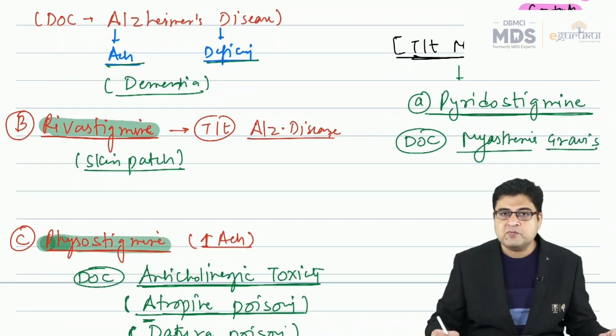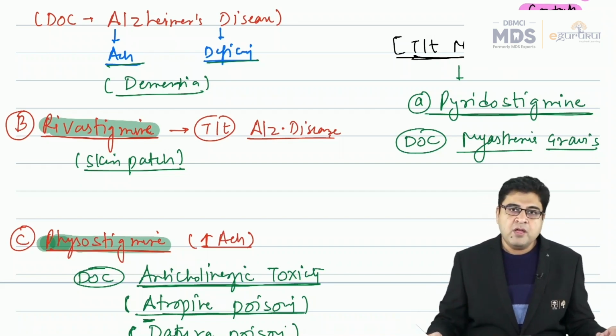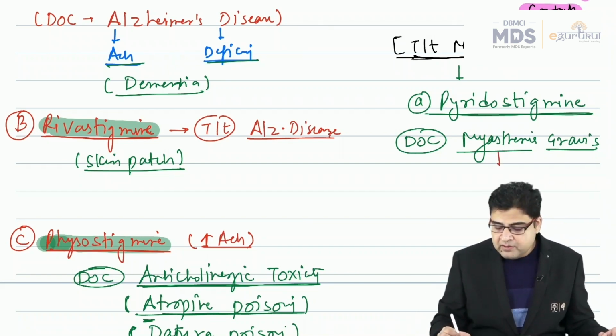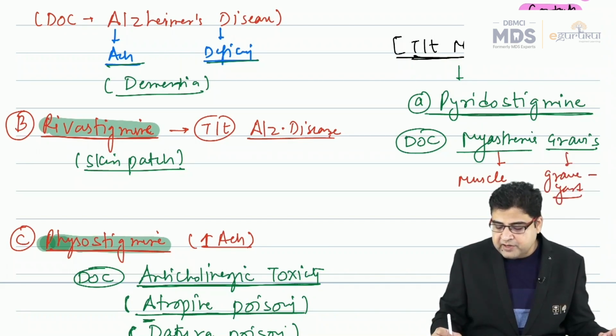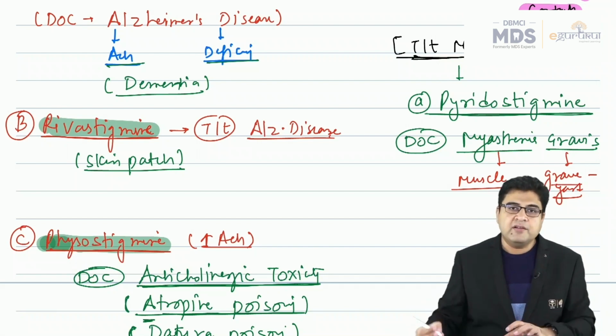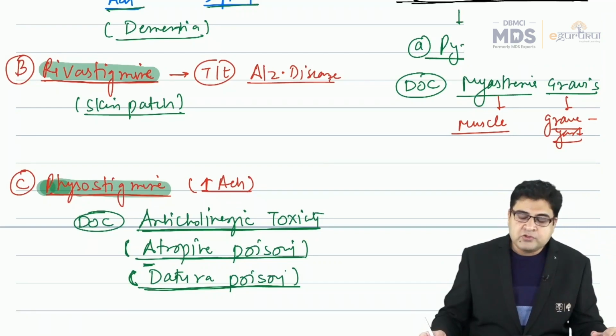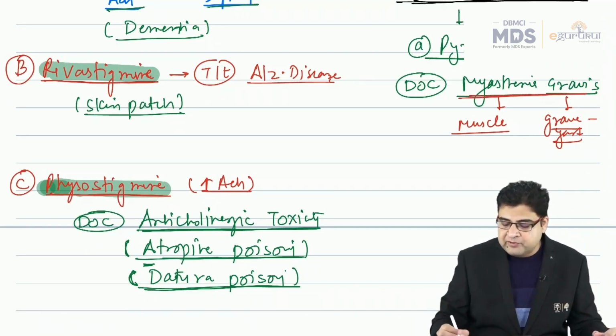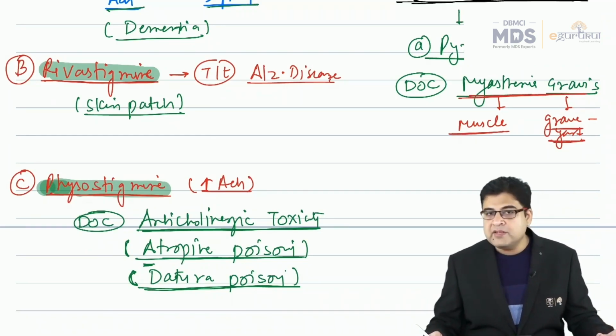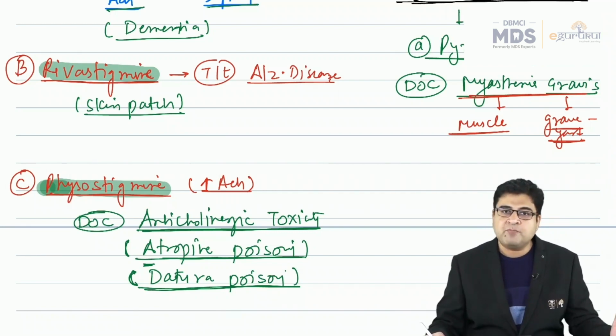As the name suggests, myasthenia gravis: myasthenia means muscles and gravis means graveyard. So muscles are in graveyard. Muscles are weak. Muscles are dead. So the patient of myasthenia gravis will come to you with muscle weakness. So pyridostigmine is the drug. Guys, please remember what myasthenia gravis is.